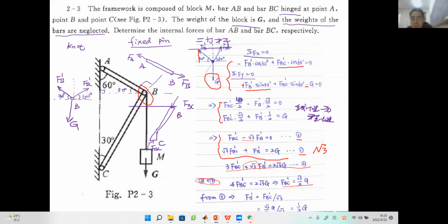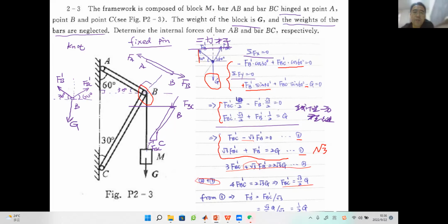And the cosine 60 squared 3 over 2, and this one. So I think the consequence step is not difficult for you guys. You just need to pay attention and do this very carefully. Then you can find its final result. So actually we will find F_BC prime equal square root of 3 over 2 times G, and F_B prime equal half G. So back to the answer.